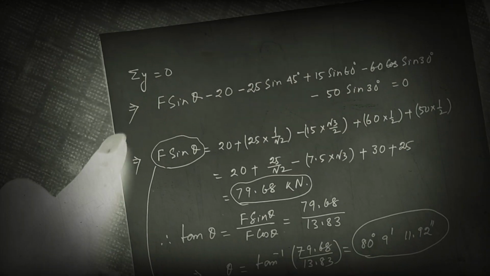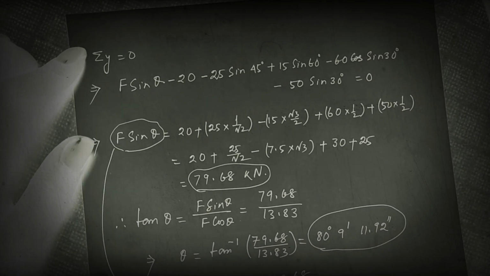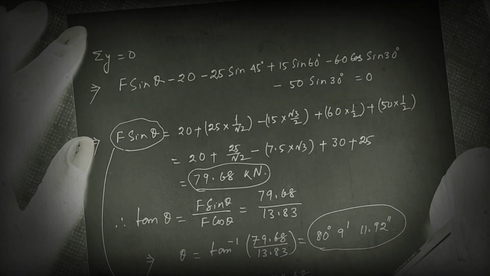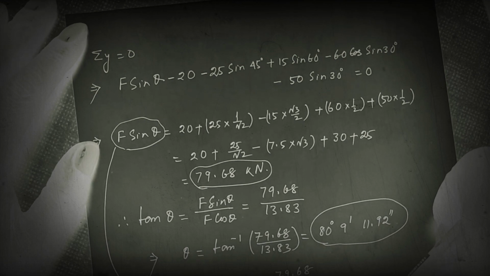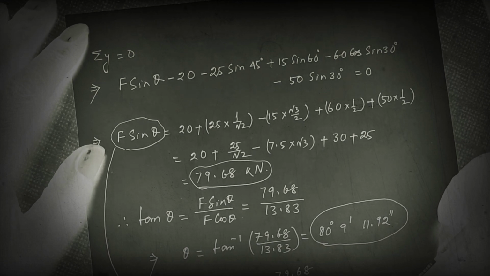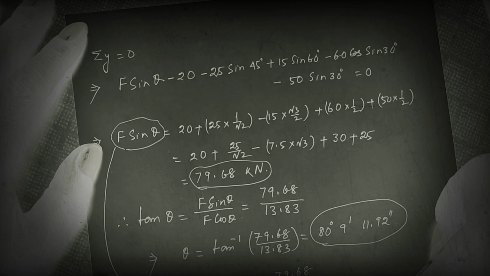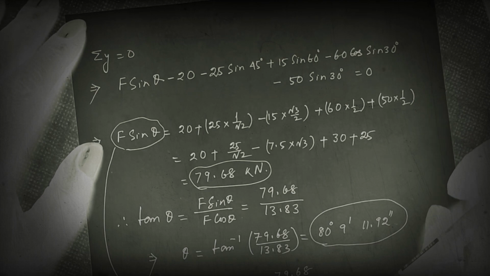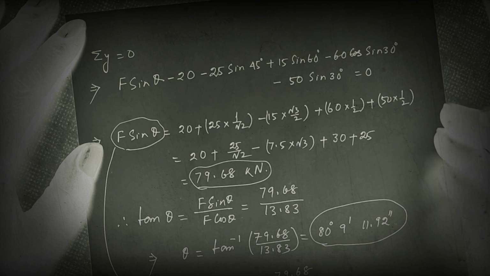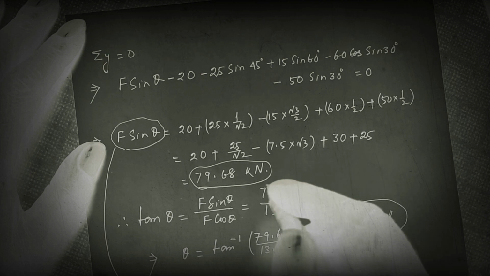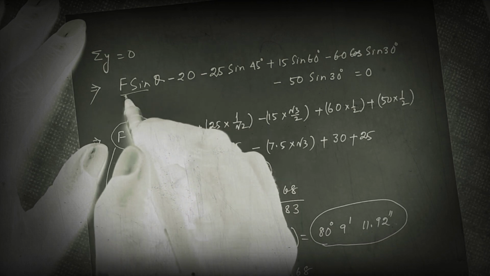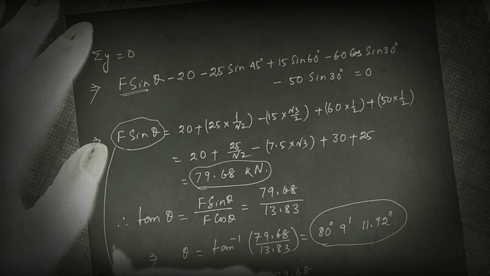Similarly, sigma y is equal to 0 means the sum of the forces along the y-axis is 0, because that is the required condition for equilibrium. Linear equilibrium means sigma F is 0, and F has two components, Fx and Fy. So sigma y is equal to 0. So this is the component of the unknown force along the y-axis.